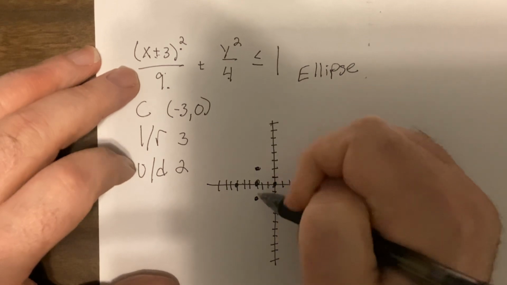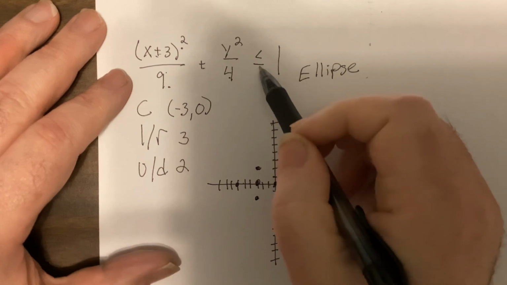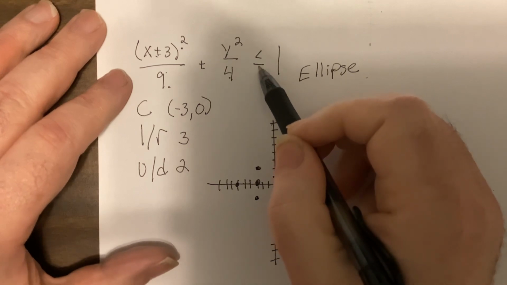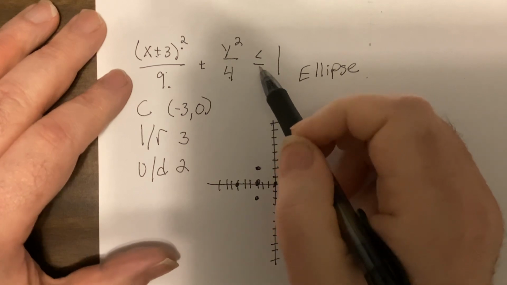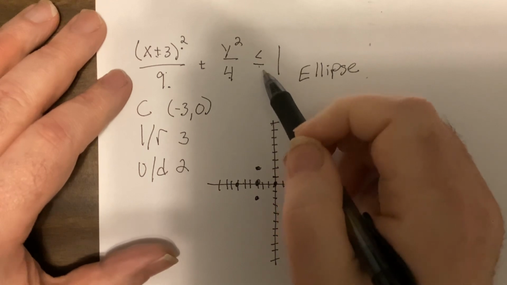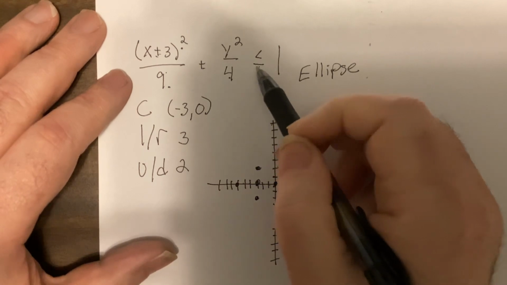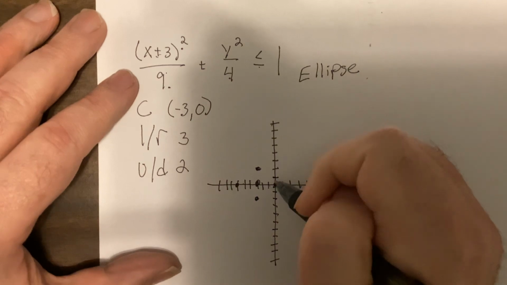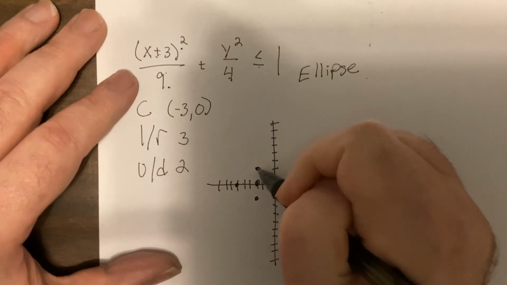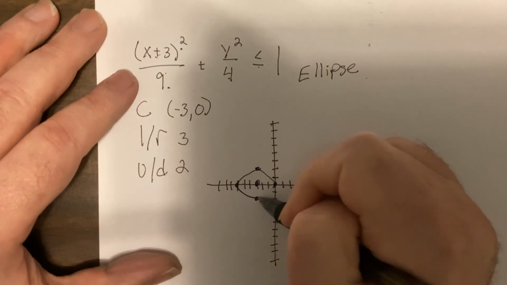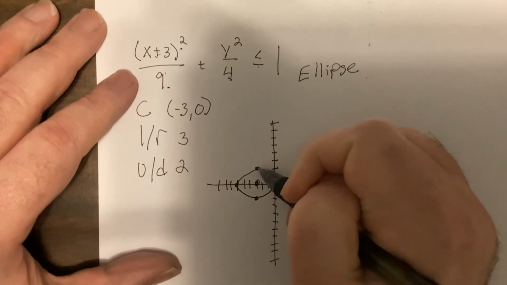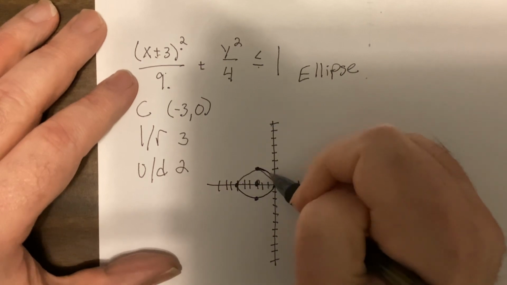Okay, good. Now, is it a solid ellipse? Is it included in my answer? Or is it a dashed ellipse, not included? Well, there's an equals, so it means include the ellipse. That's not too bad.